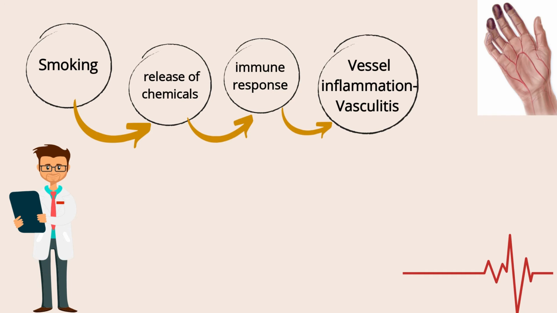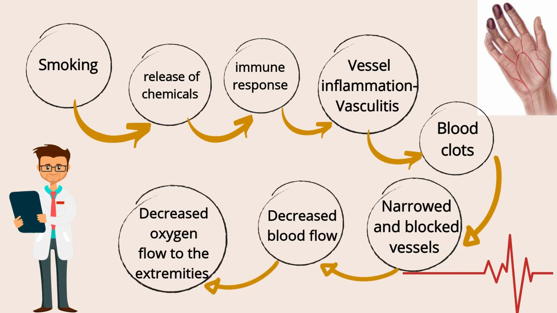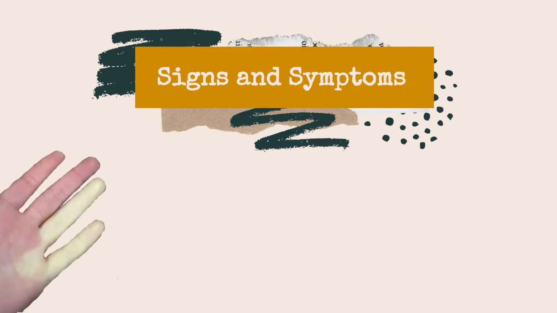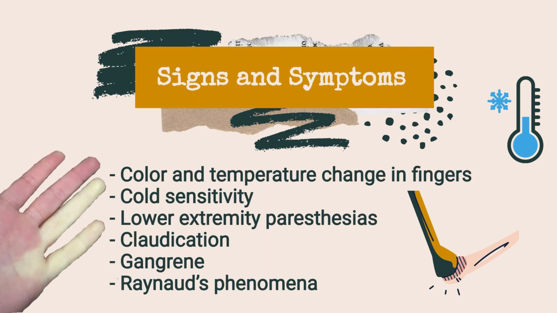With the platelets and protein factor, the inflamed vessel forms blood clots. The blood clot eventually causes blockage and narrowed vessels. This leads to decreased blood flow, which means decreased oxygen flow to the extremities. Signs and symptoms. These signs and symptoms are observed due to lack of oxygen received by the extremities. Color and temperature change in the fingers, cold sensitivity, lower extremity paresthesias, claudication, gangrene, Raynaud's phenomenon.